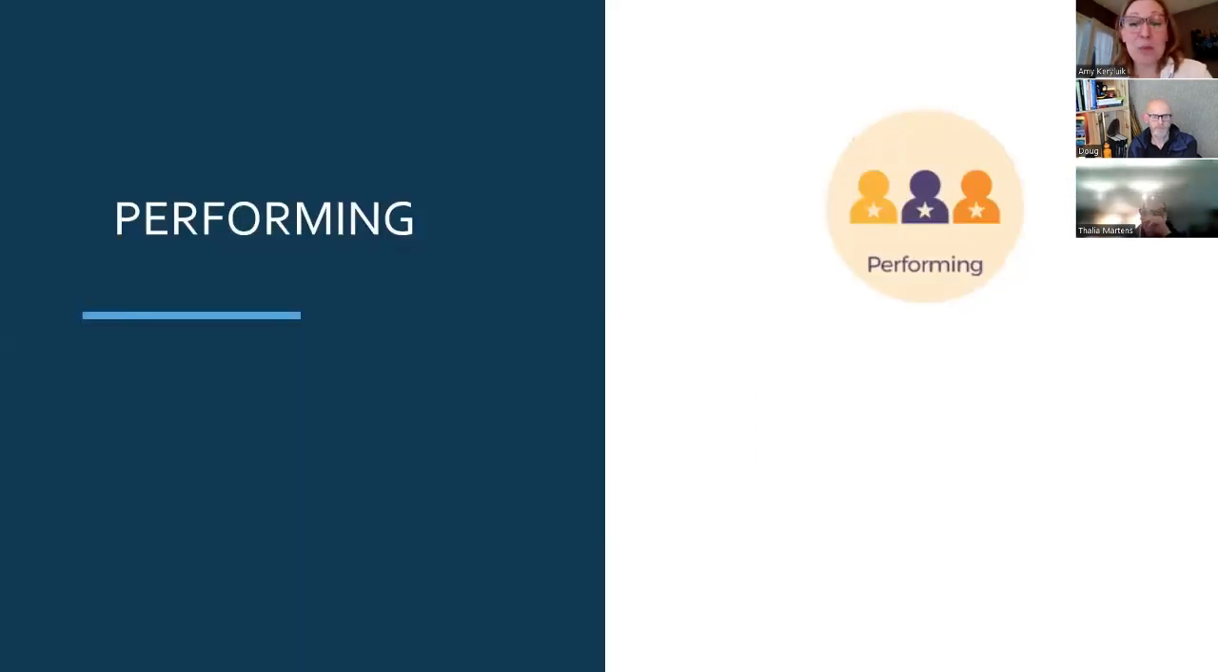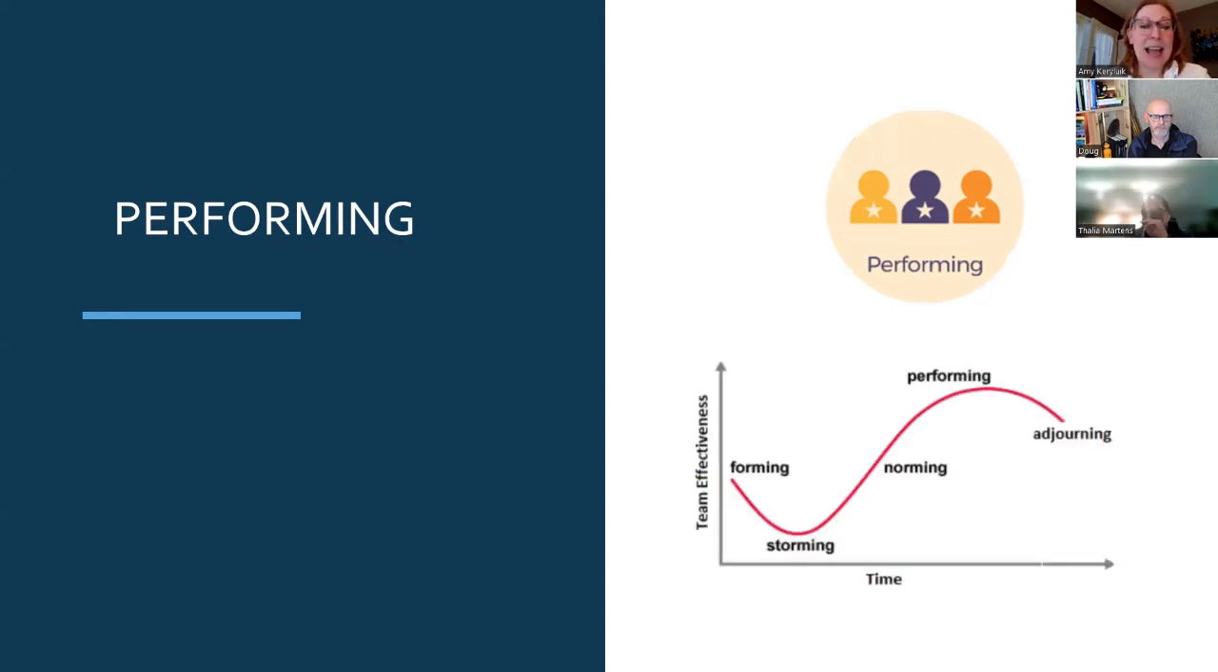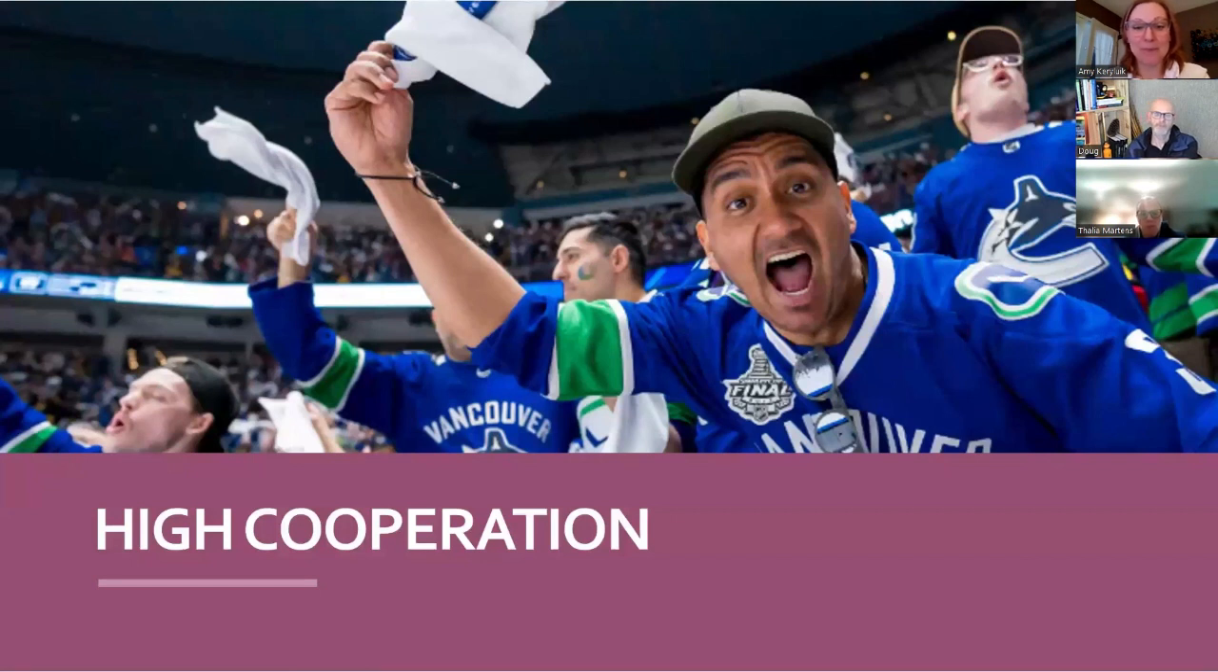The next stage is performing. That's when the group is operating at its maximum potential. In this little graph, it shows performing right at the top in terms of team effectiveness over time. This is when the group gets stuff done, mutual agreement happens, and they have direction to complete their tasks. Accomplishments in progress are measured and celebrated during this time.